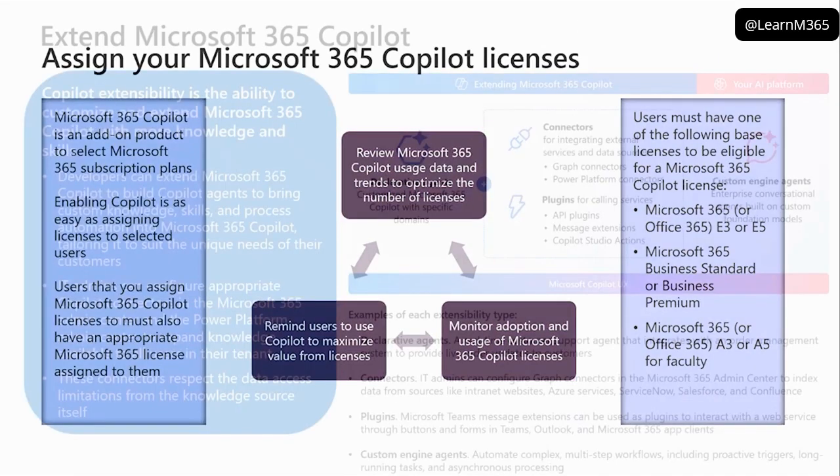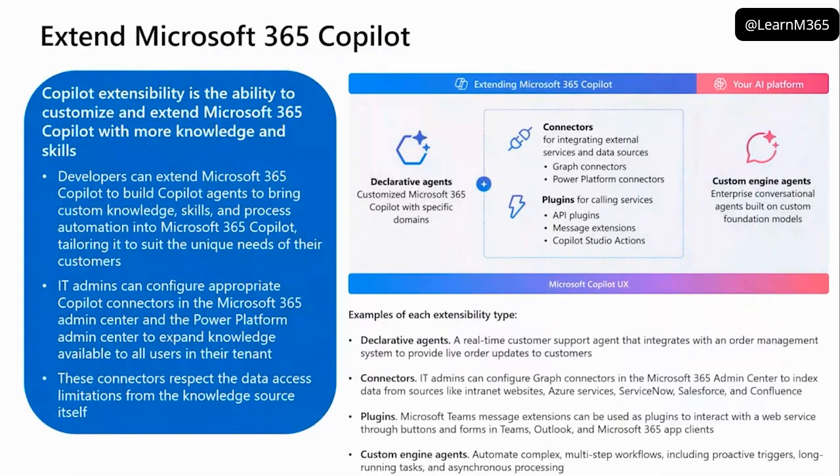Now we have to extend Microsoft 365 Copilot. How can we extend it? First of all, what is extensibility? Let's assume you do have a Microsoft 365 Copilot license, and your users are using this license. Whatever your organization requires is getting fulfilled. You have very simple infrastructure, simple applications, and your users are using Copilot for Microsoft 365. Okay, your work is getting done.